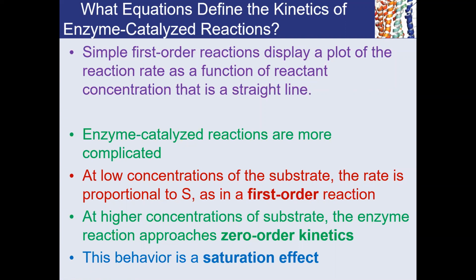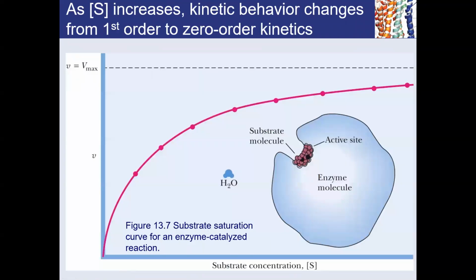It follows zero order kinetics, which means it saturates. This is what we call saturation kinetics of enzyme catalyzed reaction. So how does it look? Saturation kinetics looks like this, as shown here. V, the initial rate you are measuring, is on the y-axis and the substrate concentration is on the x-axis.